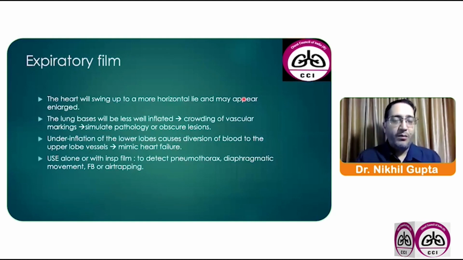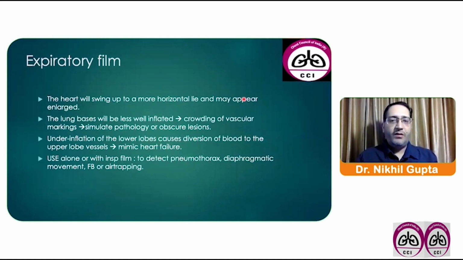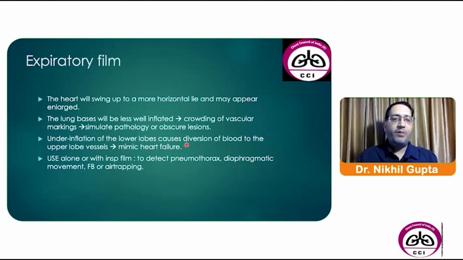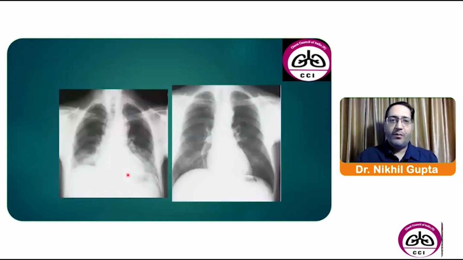Coming to the expiratory film, it is an important film. The heart will swing up to a more horizontal level and appear enlarged. The lung vessels will be less well inflated. Crowding of vascular markings will be there, which will simulate pathology or obscure lesions. Underinflation of the lower lobe causes diversion of blood to the upper lobe vessels and mimics heart failure. Its use alone or with inspiratory film is to detect pneumothorax, diaphragmatic movement, foreign body, or air trapping.